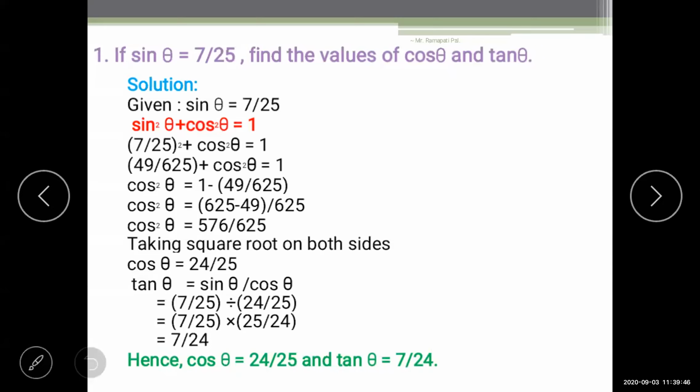Okay? Yes. So let's come to question number 2. In question number 2, tan theta is given, that is 3 upon 4. Tan theta is 3 upon 4. Find the value of sec theta and cos theta. Yes, tan theta is given 3 upon 4. Now you have to find out sec.